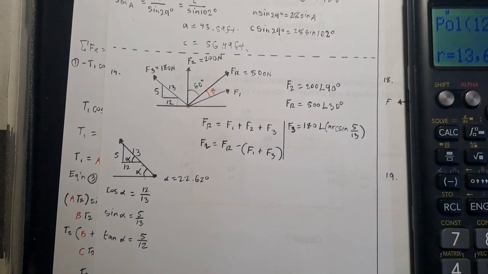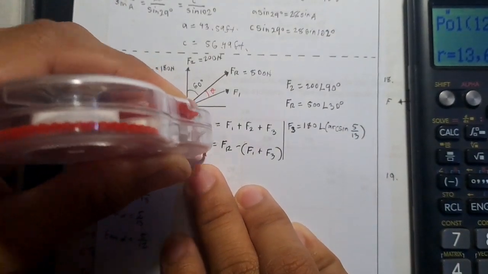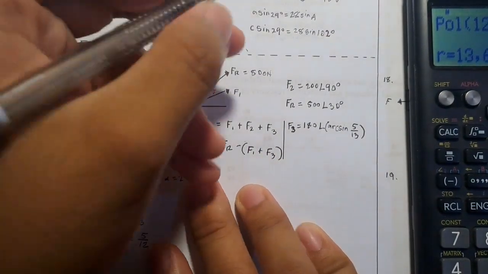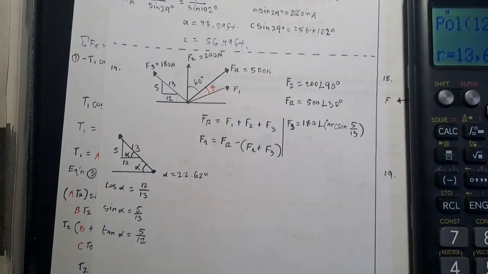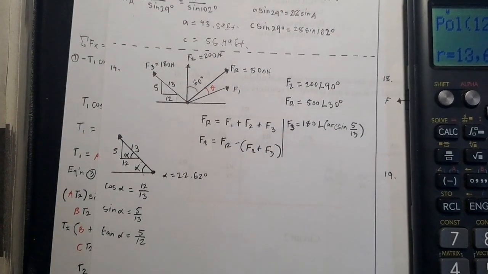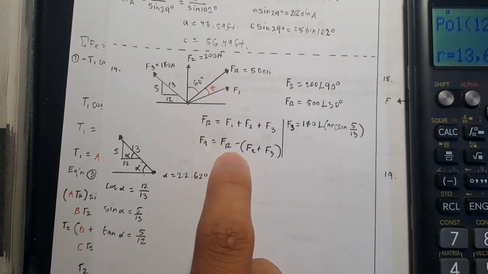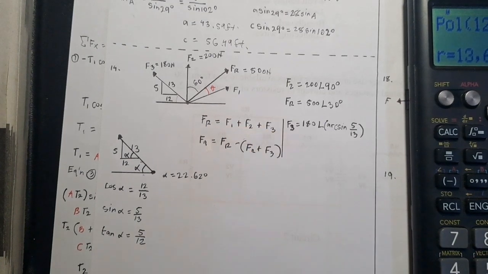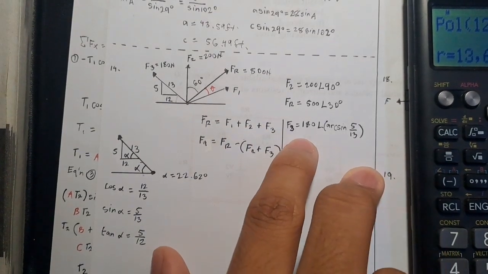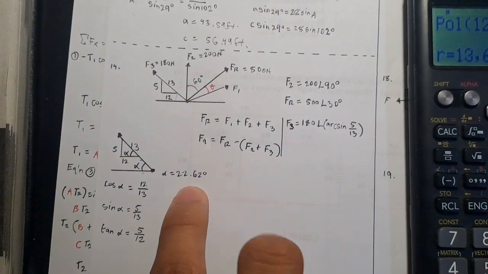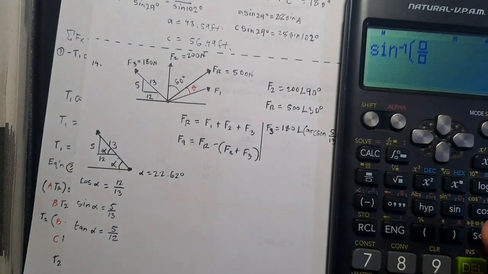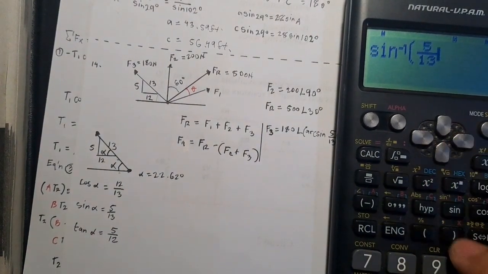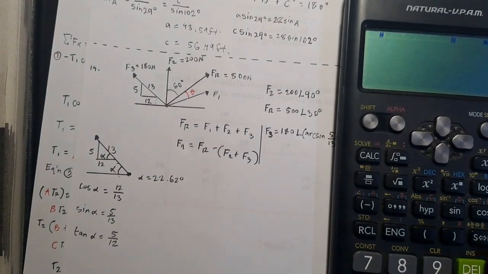Since we know that FR will be equal to F1 plus F2 plus F3, F1 would be equal to FR minus the quantity F2 plus F3. As you can see, our F3 here is the one from earlier, which we will just plug in instead of arcsine. Let's prove it: 5 over 13. This should be equal to 22.62. There, it's the same.